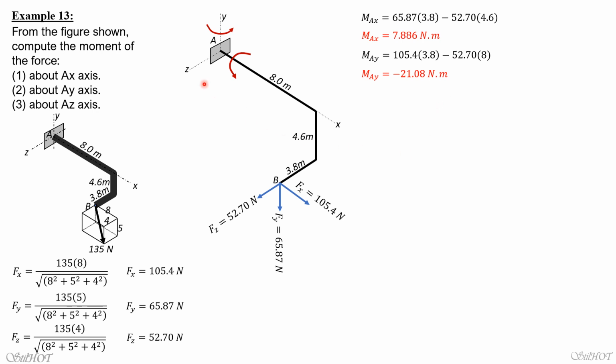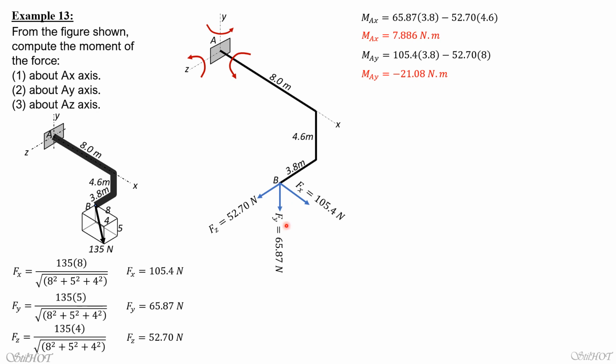And finally, the moment about Z, position your right thumb towards the positive z-axis. The curling of your fingers would be in that sense. So positive moment would be in that direction. Don't mind Fz, just Fx and Fy. The moment of Fx, imagine it is coming from the bottom, so its moment is the same sense as that. So it's positive. The moment arm is 4.6, so 105.4 times 4.6 positive.